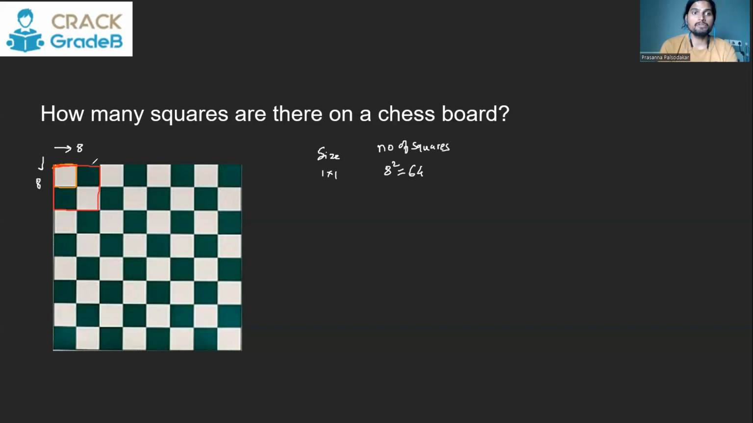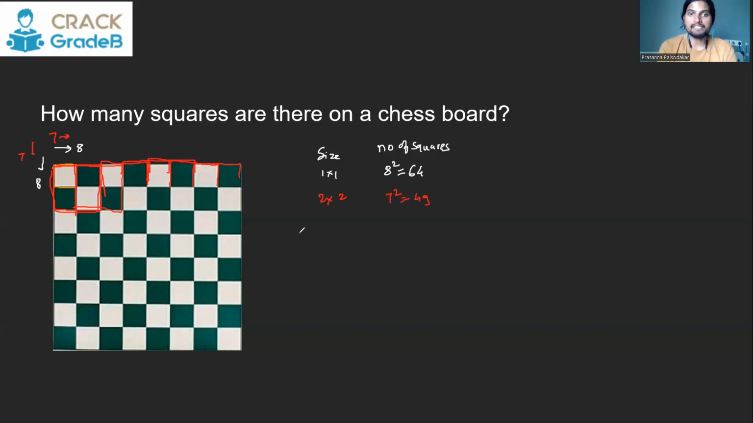Now size 2 by 2, when you say like this size here, the first square ends here. The second square starts from here and ends here. The third square will end here, starting from here. The fourth starts from here, ends here. Fifth, sixth, and seventh. So that means 7 squares per row, and there will be such 7 rows. So that's why 2 by 2 size squares will be 7 squared, that is 49.